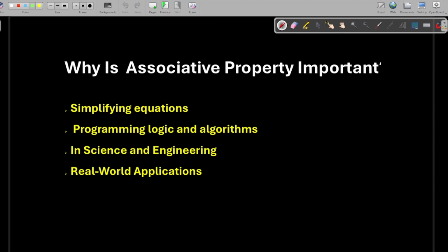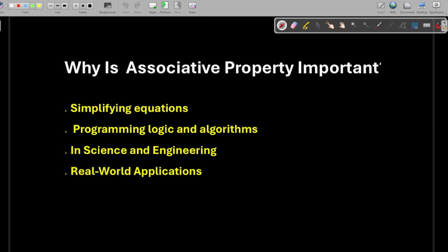You see, the associative property is super helpful because it helps us simplify complex calculations, complex equations, and in programming logic and algorithms. Also, it helps us in simplifying equations to solve physics or engineering problems faster and more efficiently. So that is it for today on the associative property of real numbers. Now you know how it works and why it's such a powerful tool in mathematics.